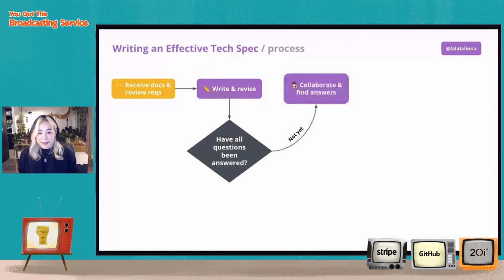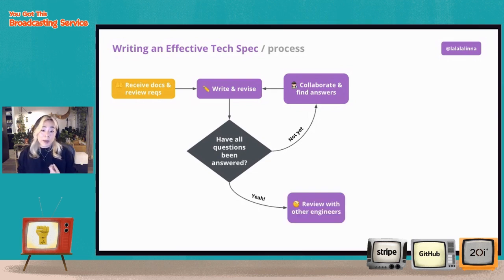And that's fine. We can collaborate with the people that we work with and find answers. Or maybe you just need to spend a little bit more time thinking about it and getting feedback from other people. And then you'll want to write some more and revise things. You'll probably go through multiple cycles of this, and that's completely fine. And once you have answered all of the questions that you had, you might be ready for review with other engineers.